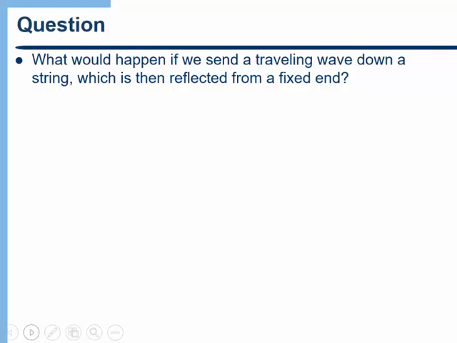What would happen if we send a traveling wave down a string, which is then reflected from a fixed end? Well, first of all, if I send a pulse down a string and it hits a fixed end, that pulse actually gets inverted on the way back. So we need to know that much. Okay, so a pulse or a wave in general gets inverted when it gets reflected from a fixed end.